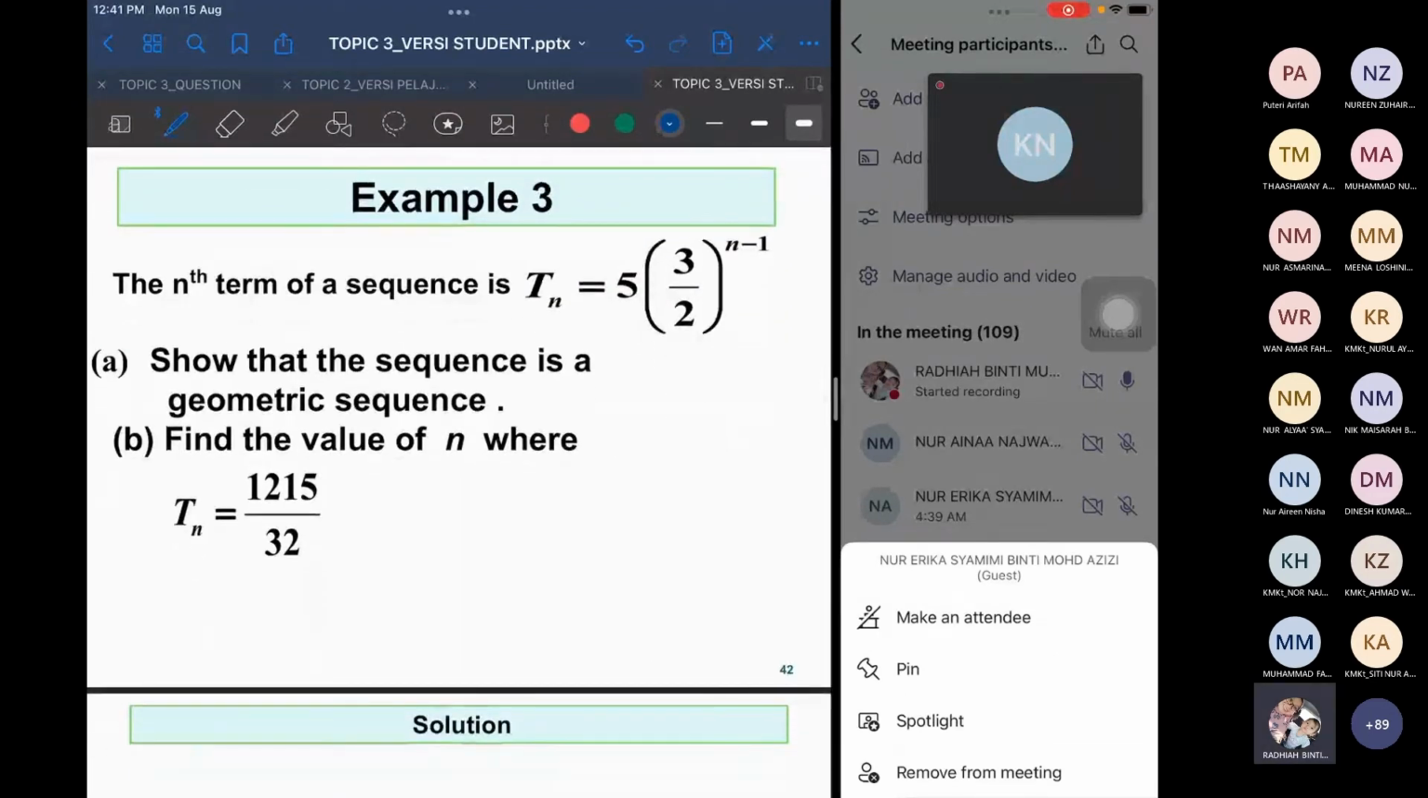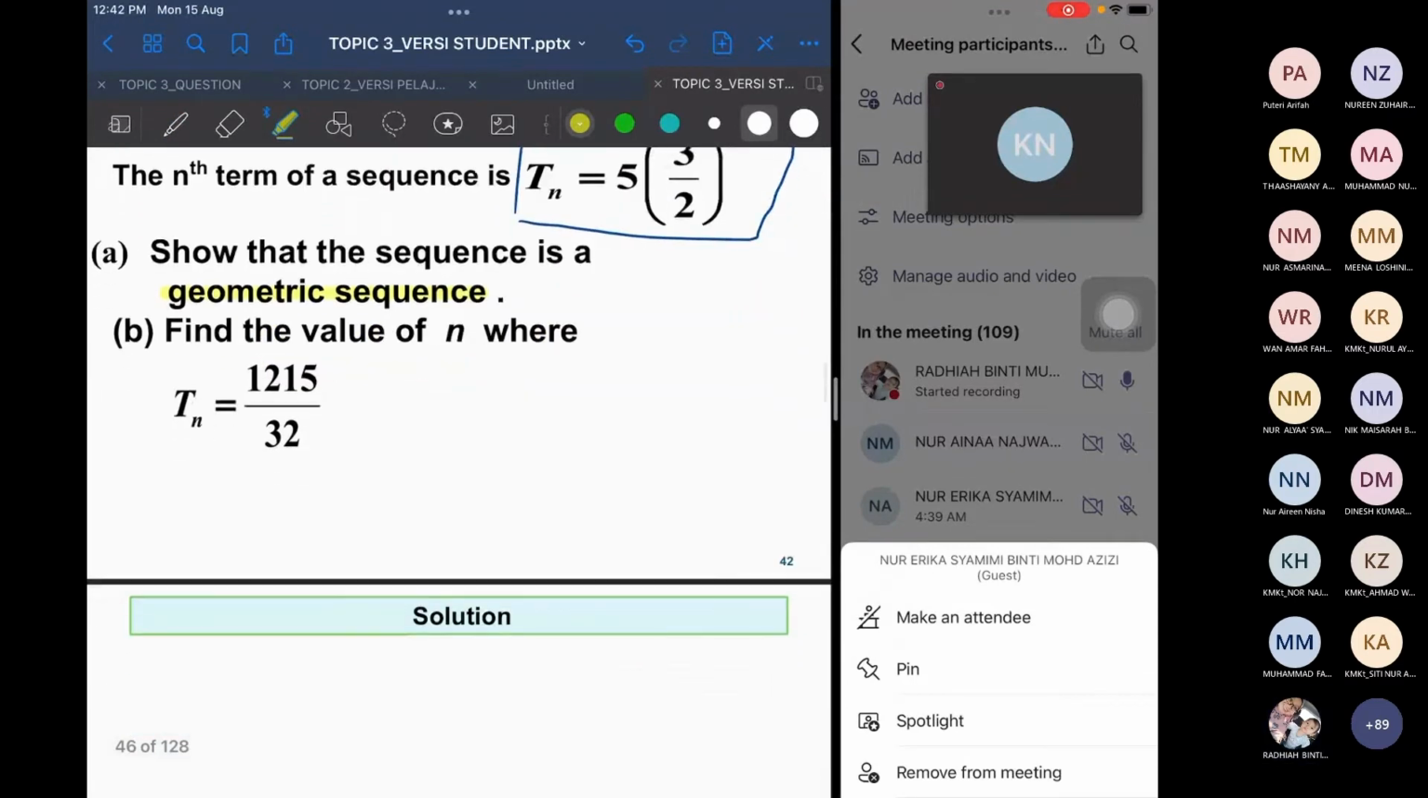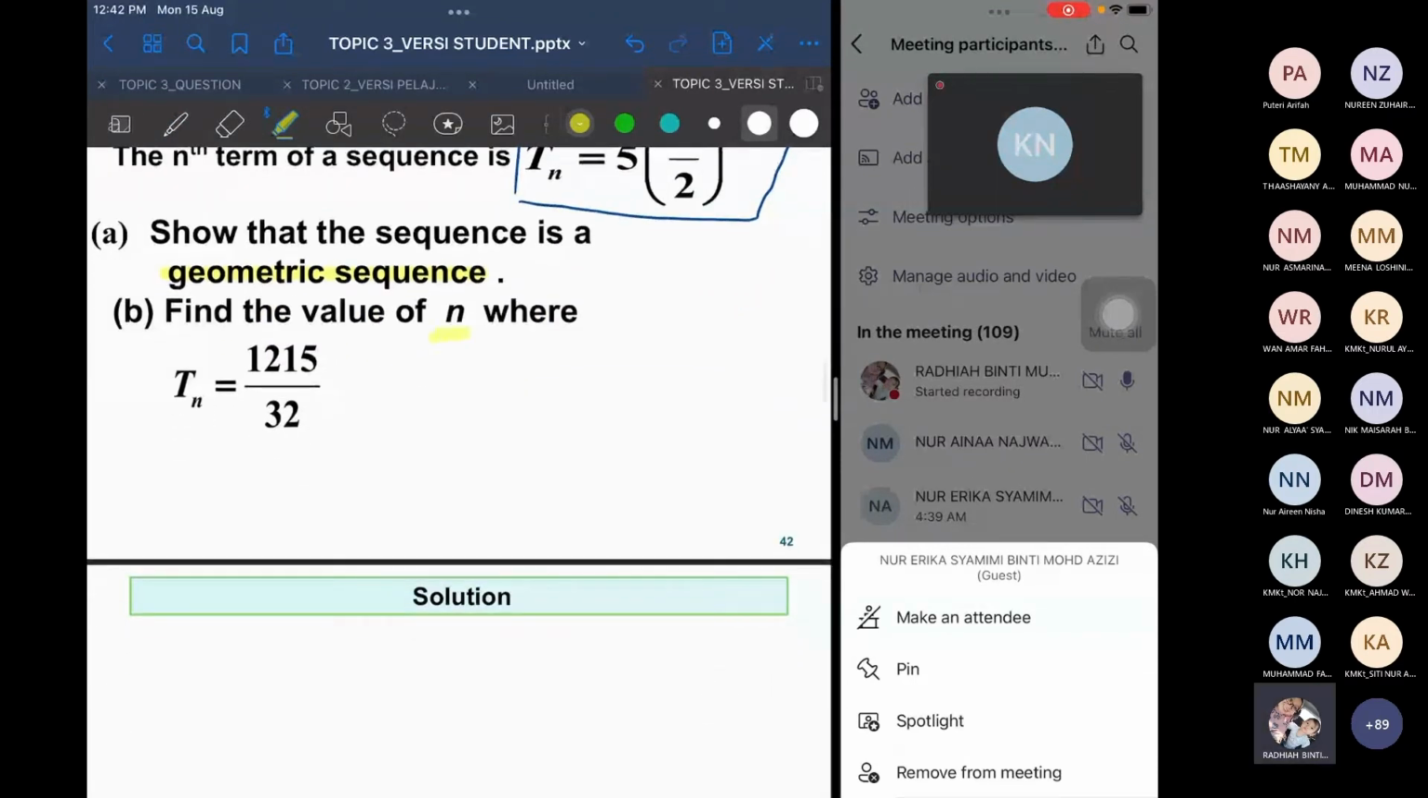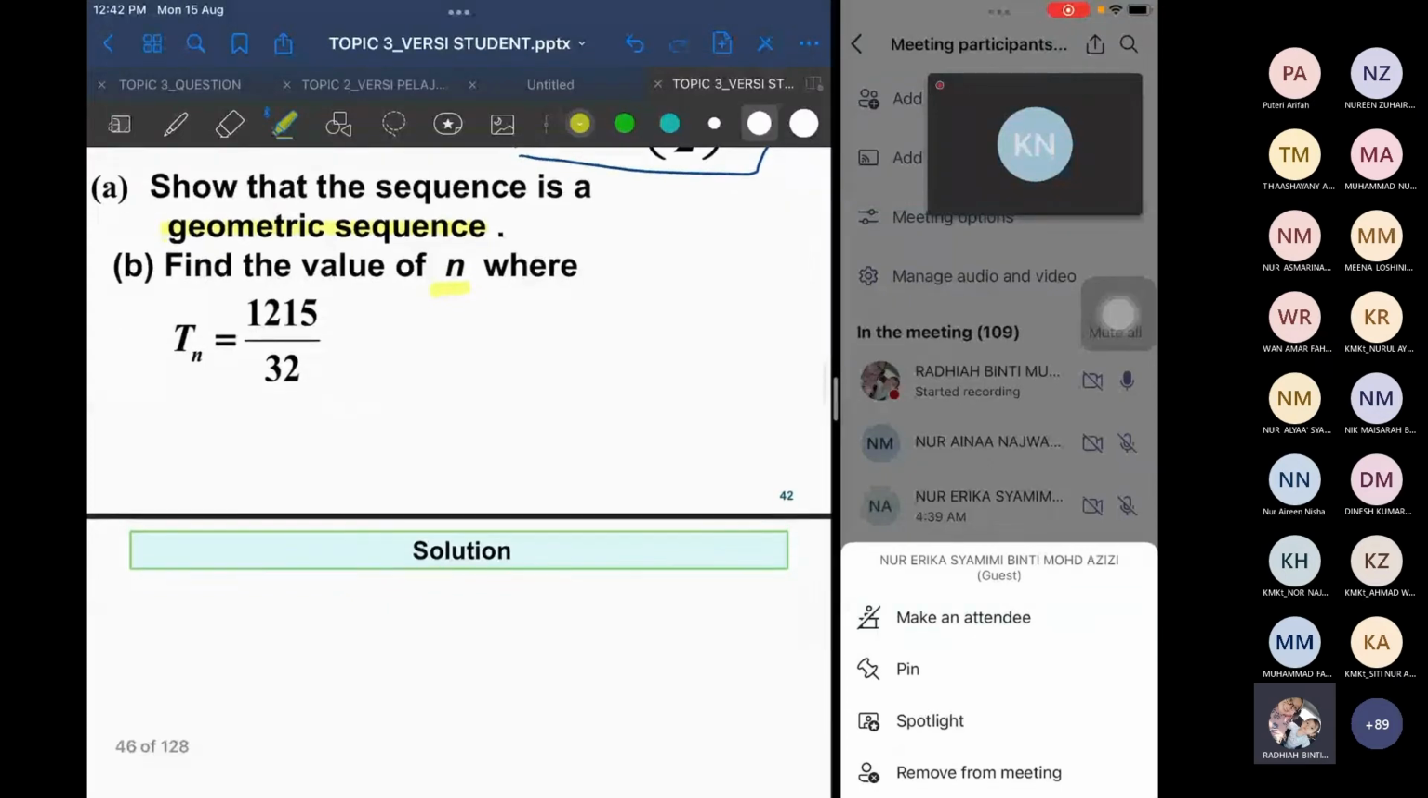Okay, dia kata the n term of a sequence is Tn sama dengan 5 darab 3 kuasa 2 power of n minus 1. Okay, dia dah bagi dah kita punya n term ni sama dengan benda ni. Okay, so soalan yang pertama dia kata show that the sequence is a geometric sequence. Okay, so you have to show dia tu adalah geometric sequence. So how? Lepas tu soalan yang kedua dia suruh cari value of n. Okay, so kita solve soalan yang pertama dulu.